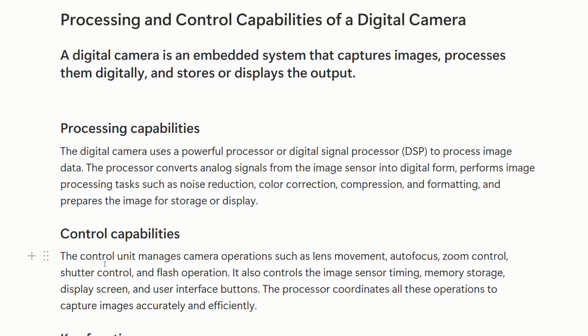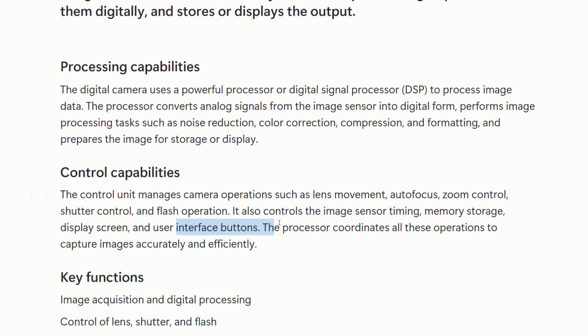So in control capabilities, the control unit manages camera operations such as lens movement, autofocus, zoom control, shutter control, and flash operation. It also controls the image sensor timing, memory storage, display screen, and user interface buttons. So the processor coordinates all these operations to capture images accurately and efficiently.